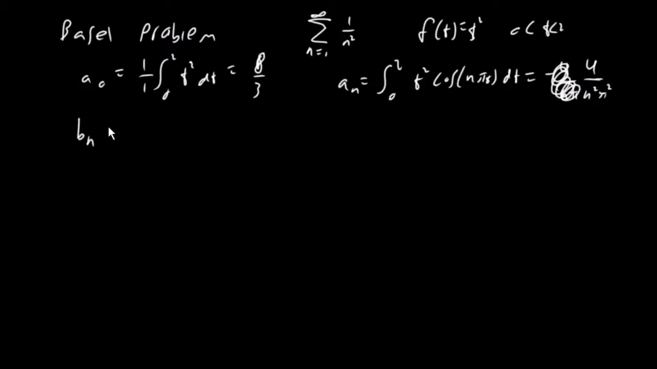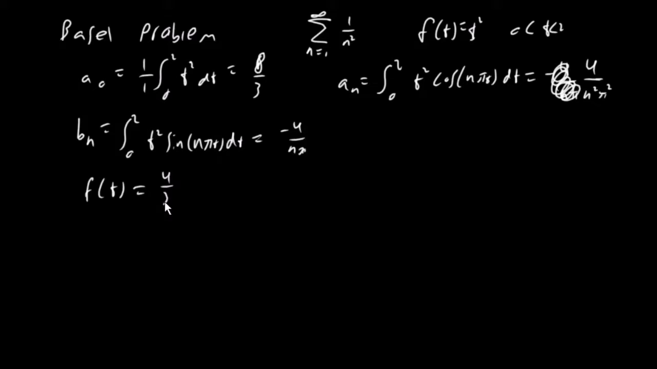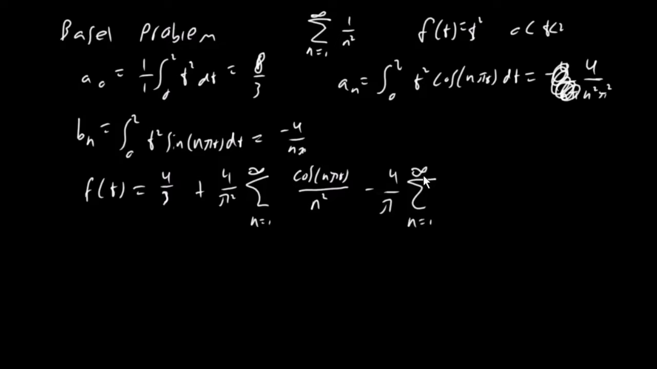Similarly then, we're going to find b sub n. B sub n is going to equal the integral from 0 to 2 of t squared sine n pi t dt, which is going to equal negative 4 over n pi. And so now we have our Fourier series defined as f of t is equal to 4 thirds plus 4 over pi squared, sum from n equals 1 to infinity, cosine n pi t over n squared, minus 4 over pi, sum from n equals 1 to infinity, sine n pi t over n.